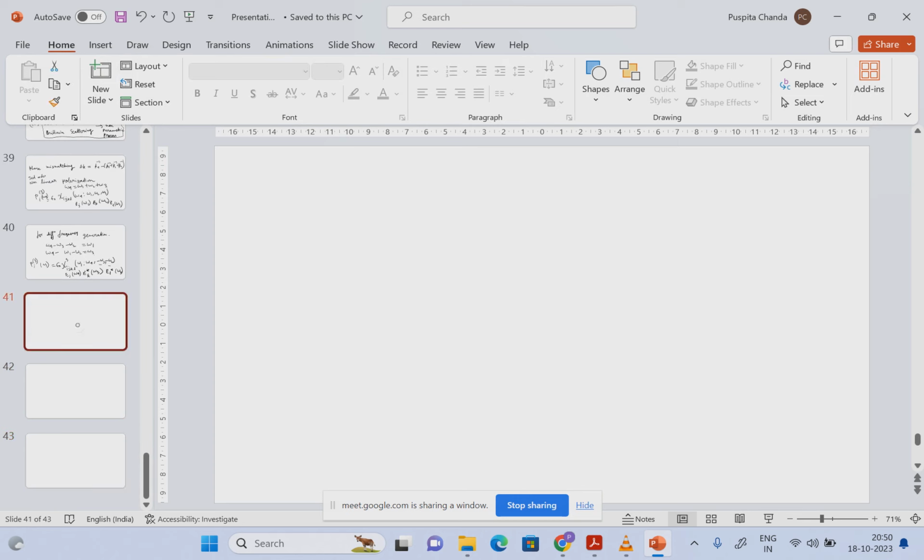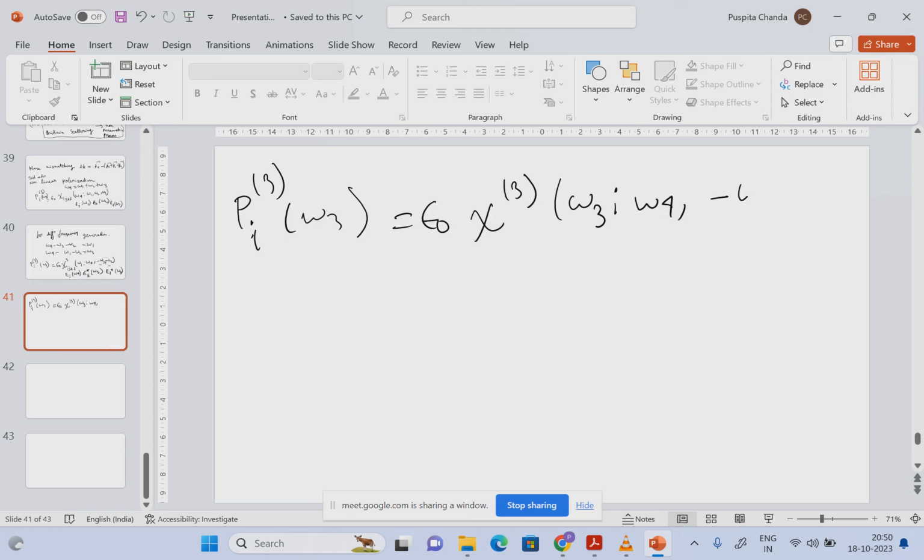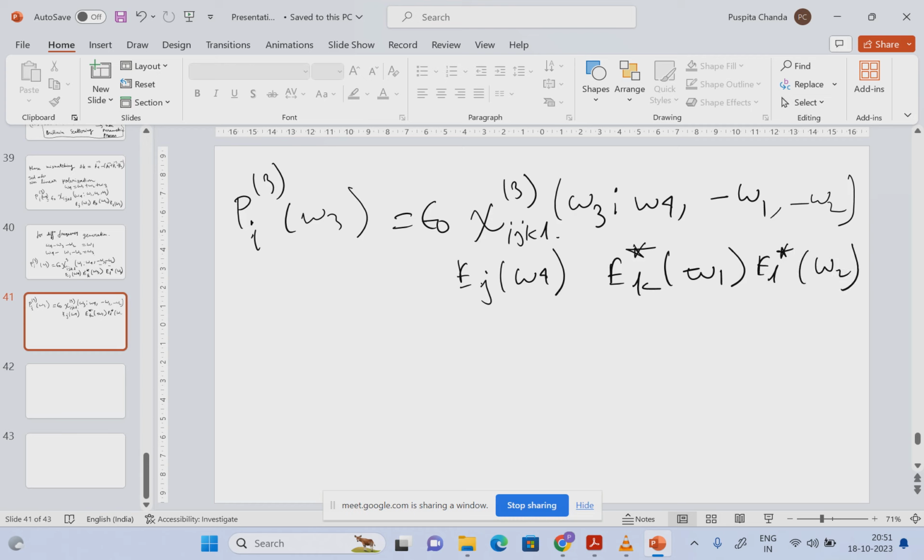Similarly, omega 3 will be epsilon naught chi 3 at omega 3, omega 4 minus omega 1 minus omega 2, into chi ijkl Ej omega 4, Ek conjugate omega 1, El conjugate omega 2.